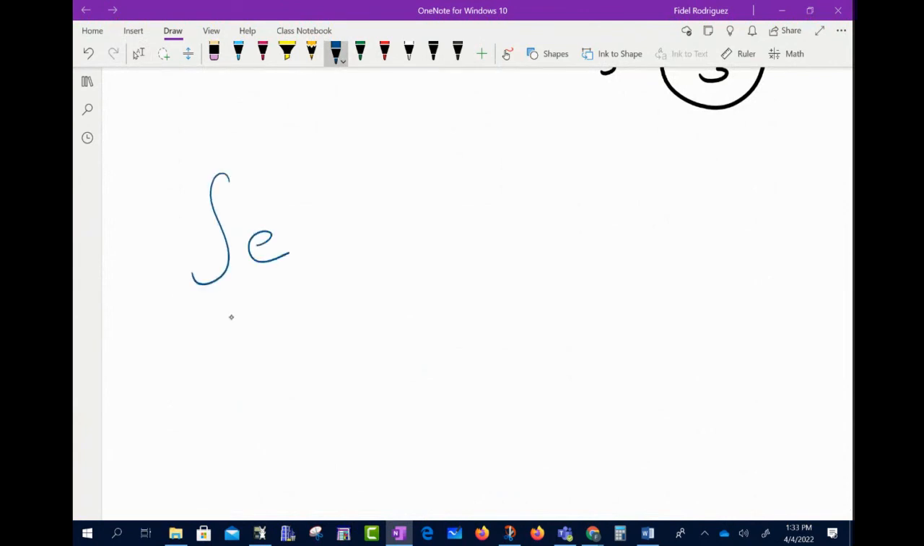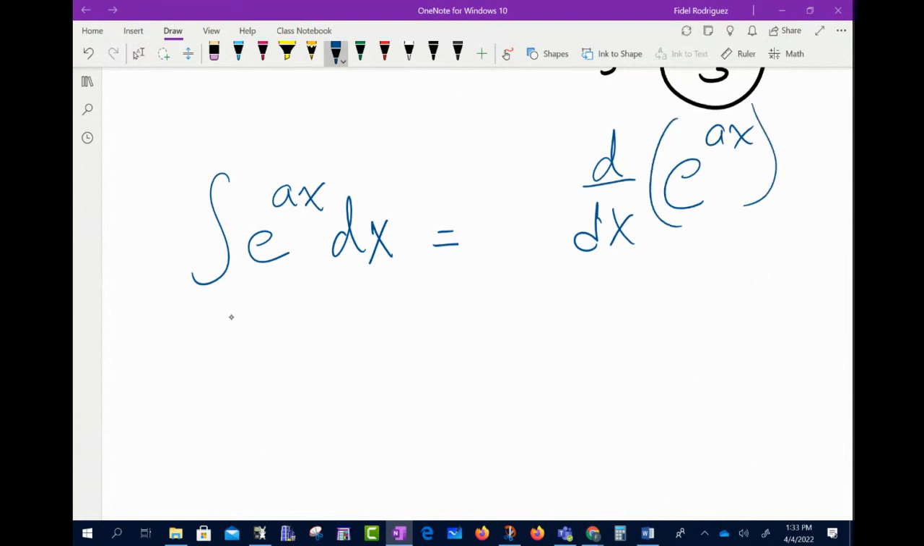Let me see if I can give you guys a rule for e to the ax. If I want to integrate e to the a times x, I want you to think about this for a minute. I'm going to think of the derivative of e to the power ax. A is just going to be some constant, y'all. So a can be the number 3, a can be the number -5, a can be the number 1/7. It doesn't really matter.